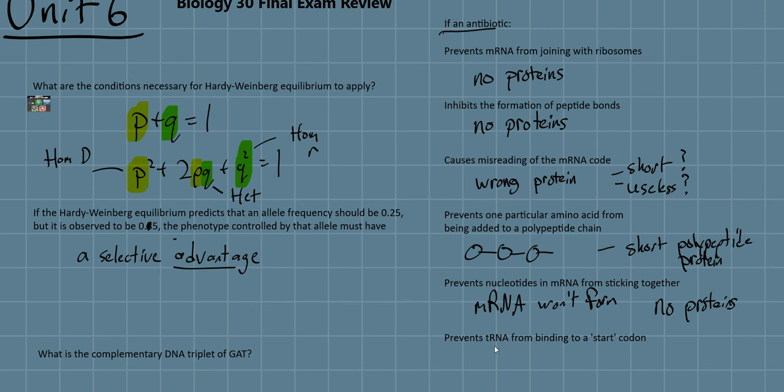If an antibiotic prevents tRNA, so transfer RNA carries these little amino acids to meet the ribosome to join onto the polypeptide chain, if it prevents tRNA from binding to a start codon, we get, again, no proteins forming. So antibiotics can work in a lot of different ways, but here we can see a bunch of the ways involve DNA in the way that we can say they either prevent that pathogen from creating the proteins it needs to infect you further, or have it make the wrong or a broken protein, which again means it can't do its job.